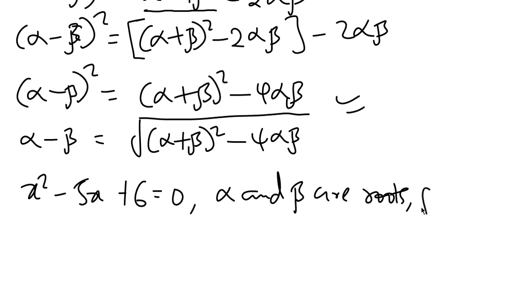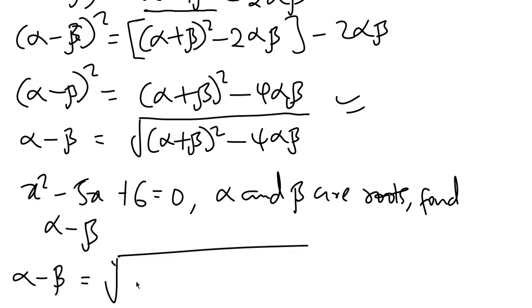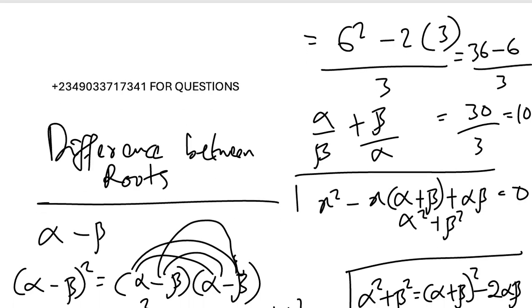Right? It now says find alpha minus beta. What do we do? Square root of what? Alpha plus beta all squared minus what? 4 alpha beta.